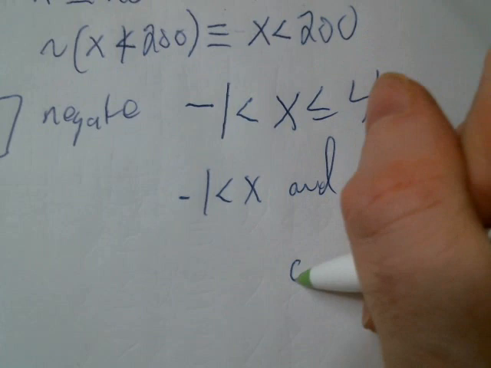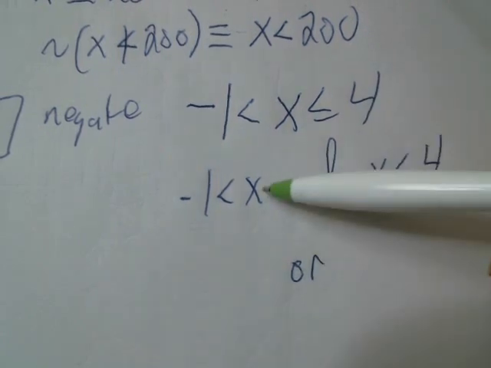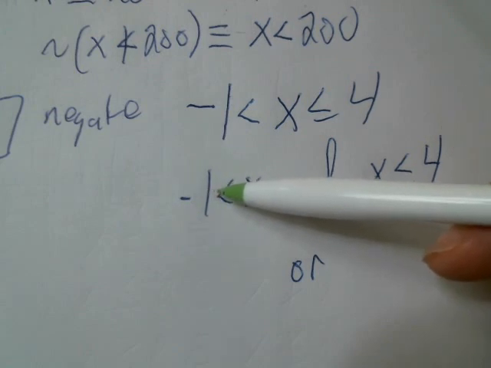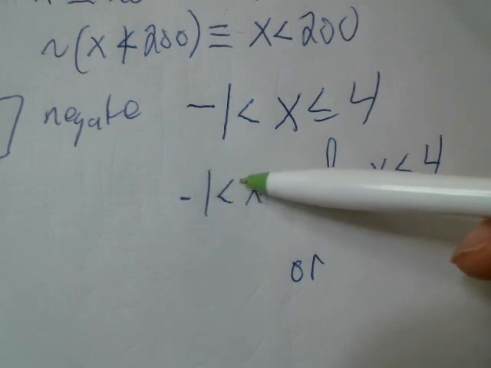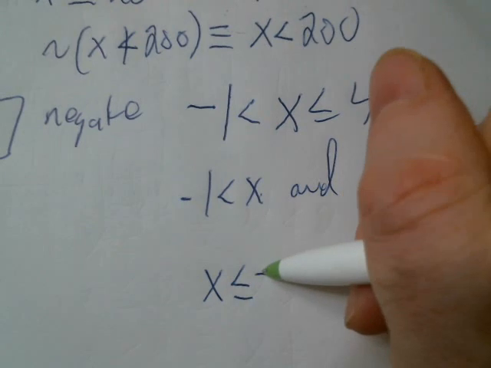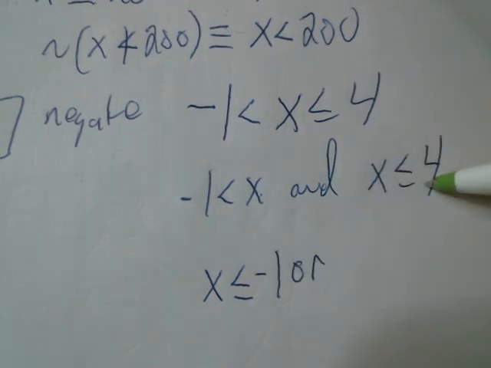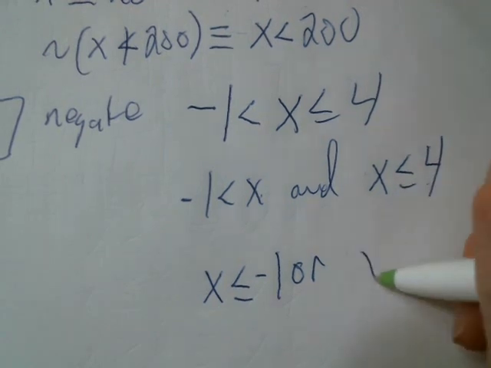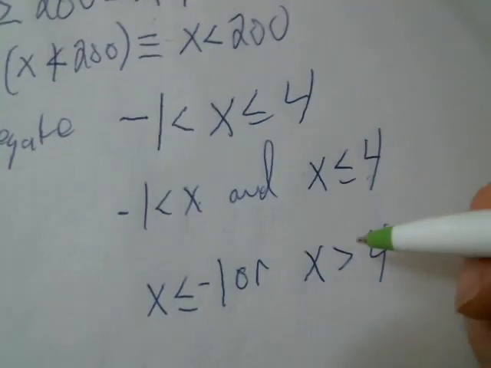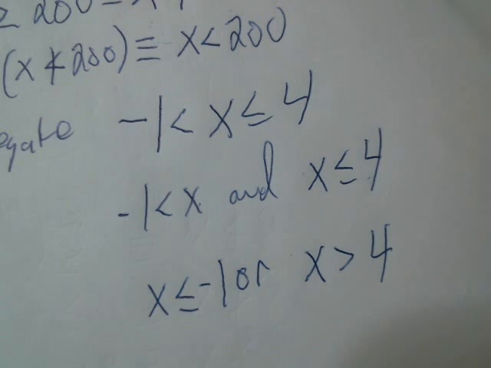So to change the and into an or, and then saying x is greater than -1, that's equivalent to saying x is not less than or equal to -1, and then if you negate that, you get x is less than or equal to -1. And on this side, x less than or equal to 4, negating that is basically just saying x is greater than 4. It's kind of a complement type idea if you can think of it that way, right?